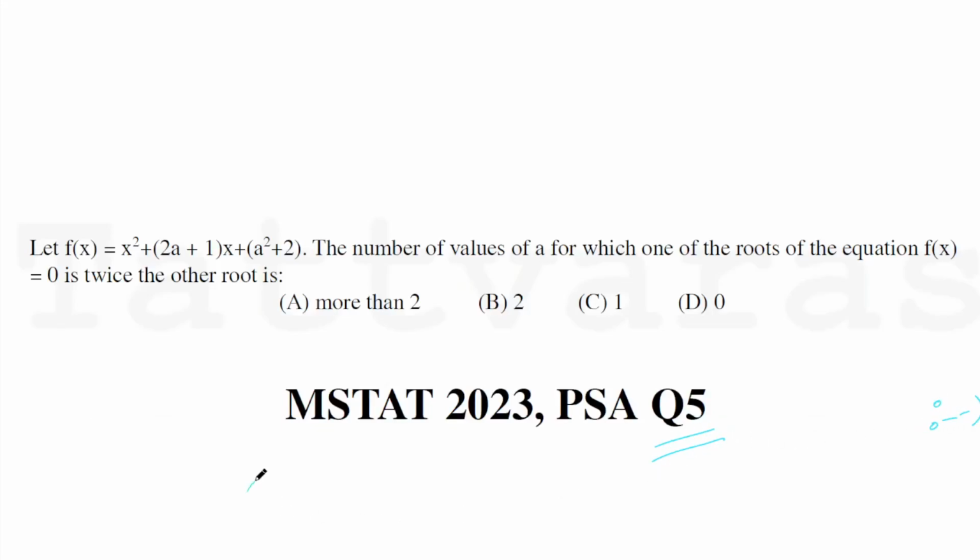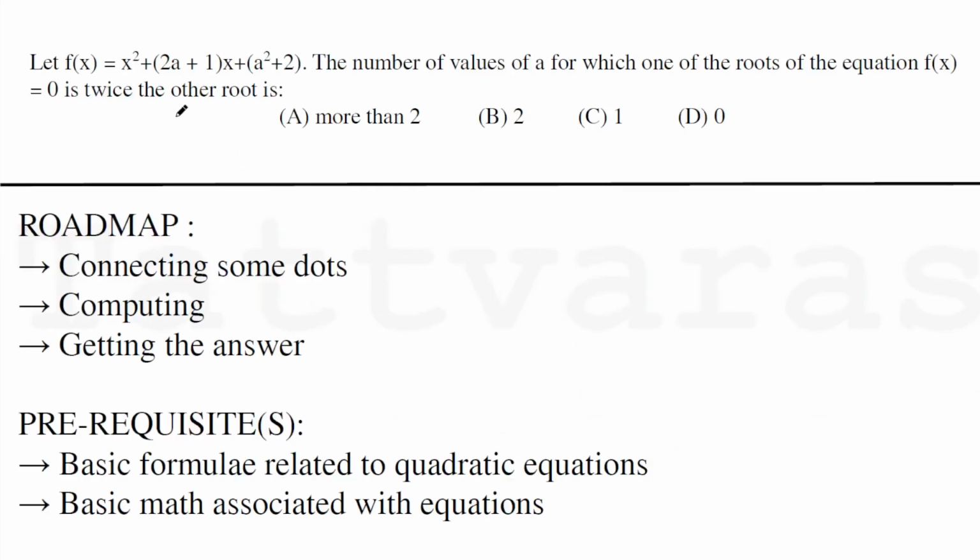Today we will tackle the fifth question of ISI MSTAT 2023 PSA. So yes, it seems to be a quadratic equation question. The quadratic is given and it is asking for how many values of A, which is the term in the quadratic, would one root of that quadratic be twice the other in value. So naturally, the prerequisites are going to be some info on quadratic equations and the ability to do some math with other simultaneous equations as well, which we'll see.